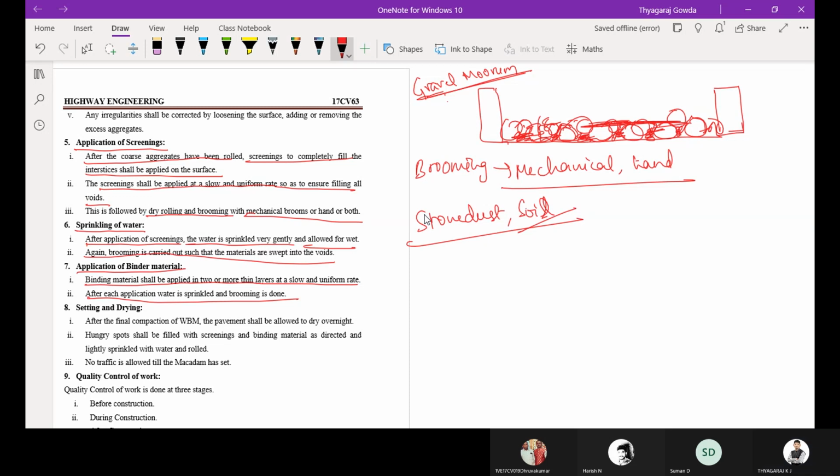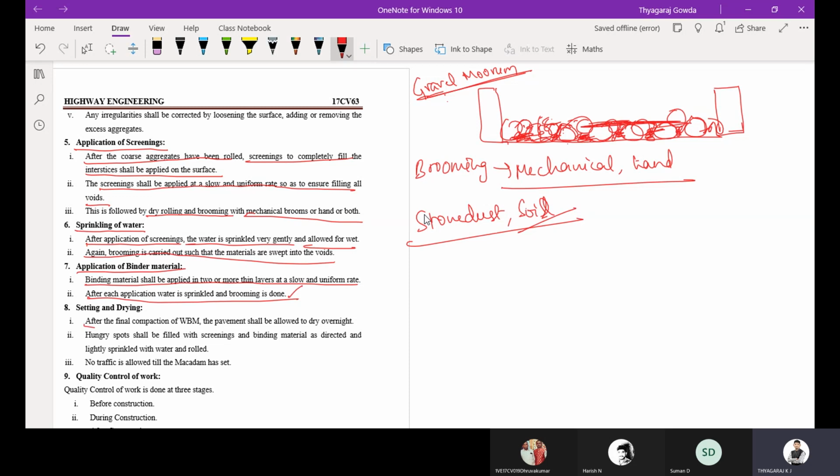We know that when soil comes in contact with water, its behavior changes. So here also you are going to lay the soil thin layer by layer. You are going to sprinkle the water, and again you are going to broom that soil such that any interstice between the screening material is filled with the binding material.